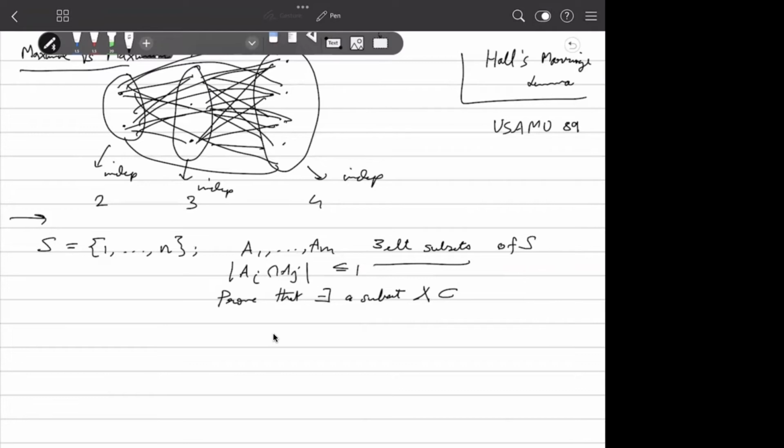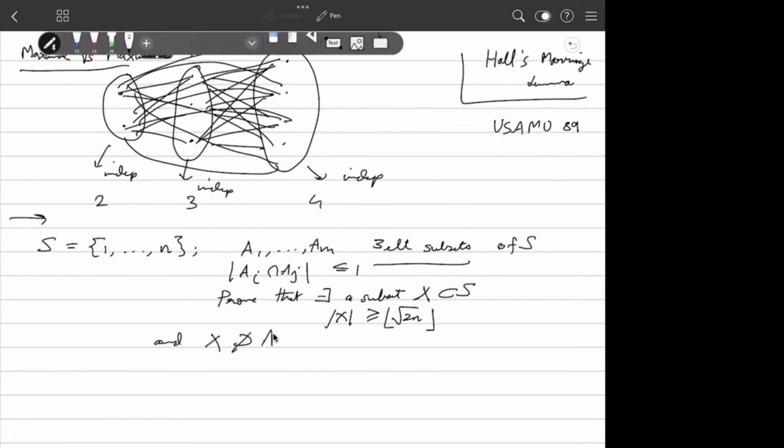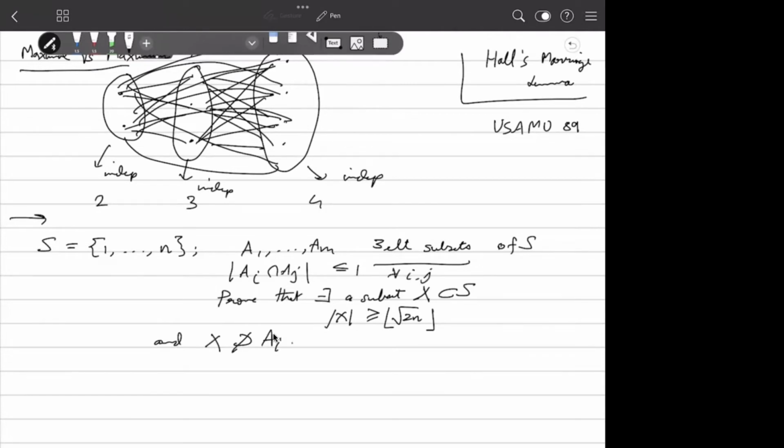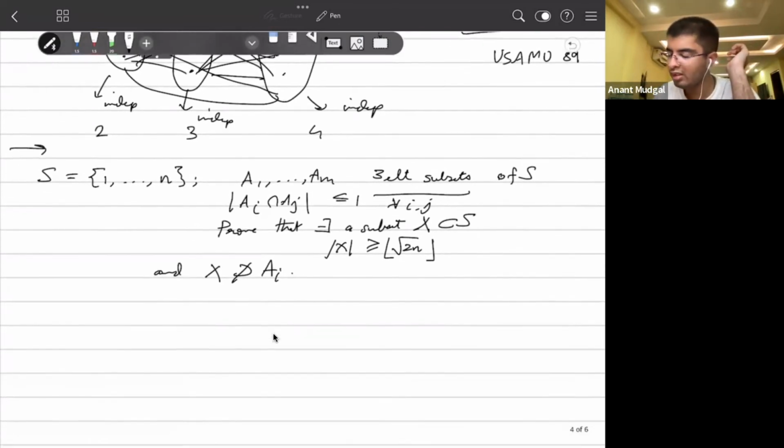Okay. So there exists a subset X inside S such that the size of X is at least the integer part of root 2n. That condition is true for every i, j, for all i and j. So no two of these three element sets have two elements in common. That's given to you. So you have to prove that there exists a subset of size root 2n, forget the floor and all, which does not contain any of these three element sets.